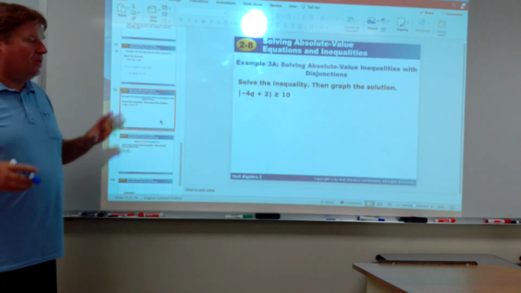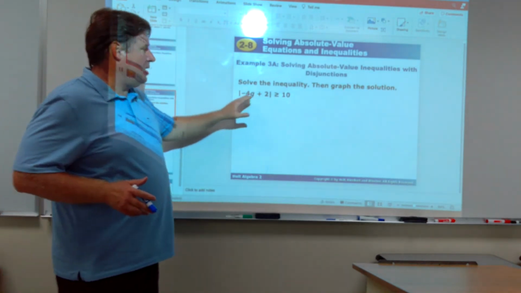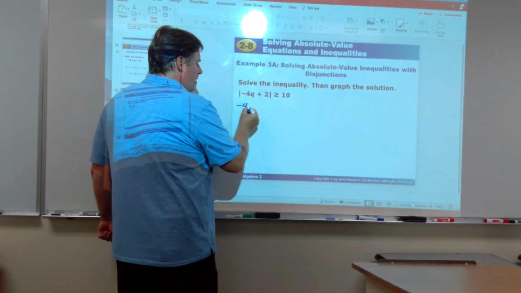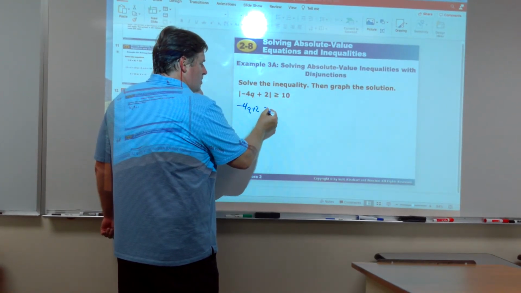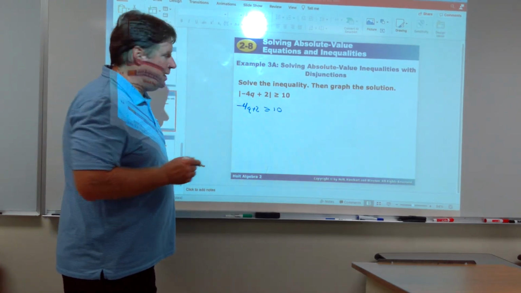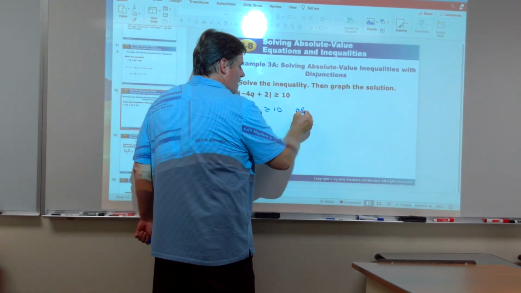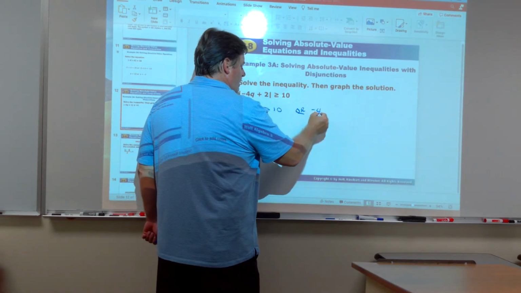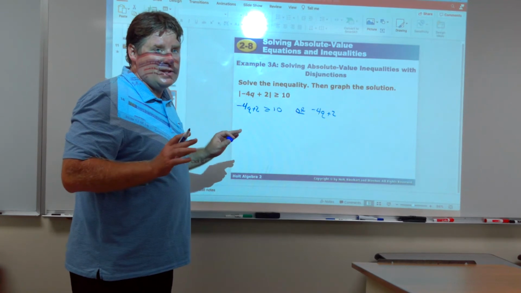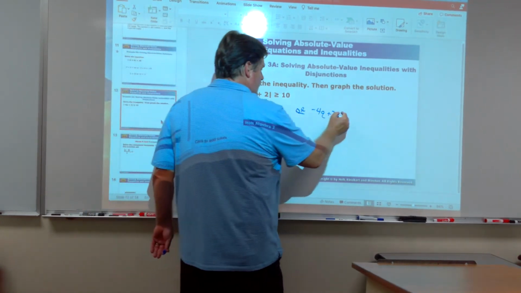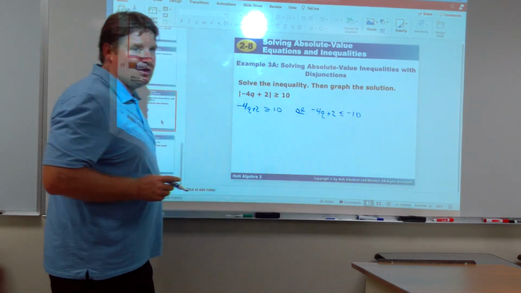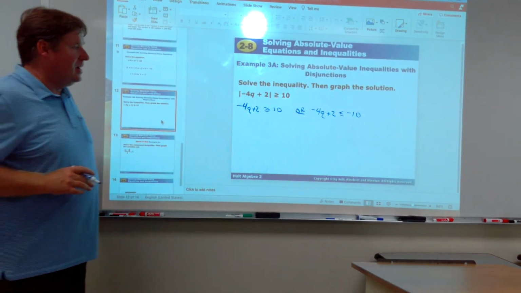All right, so now we make sure that the absolute value is by itself. Okay, once it is, then we just write it as we see it. We write -4q plus 2 is greater than or equal to 10. Now, since it's greater, we're going to say or. Greater is or. Or we say -4q plus 2. Now, here's what we do. If it's an inequality, we're going to flip the inequality. We're going to make it less than or equal to the opposite, -10. That's what you do every single time. Set it up like that. Now just go ahead and solve.